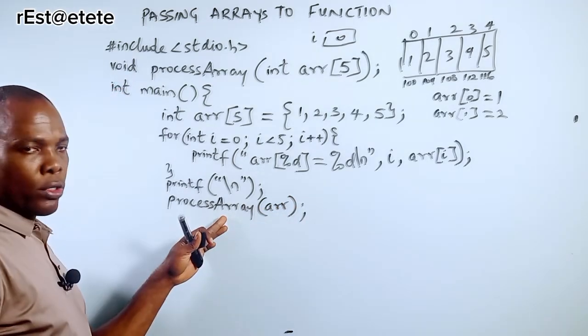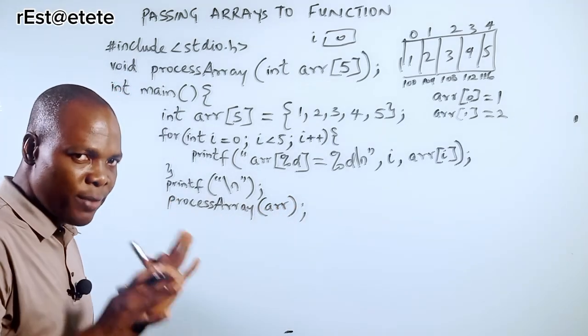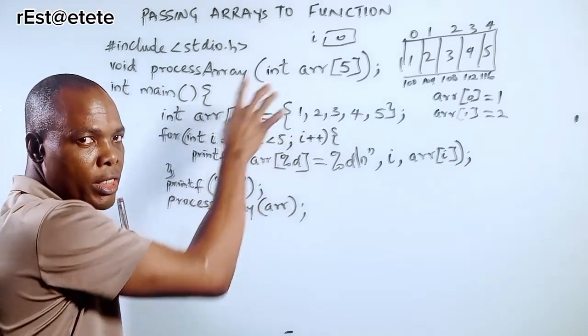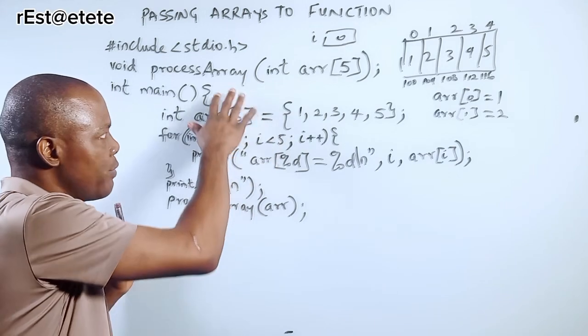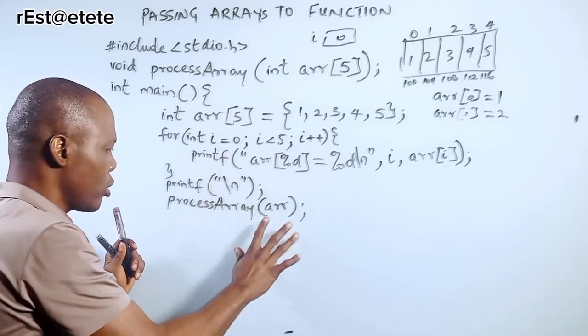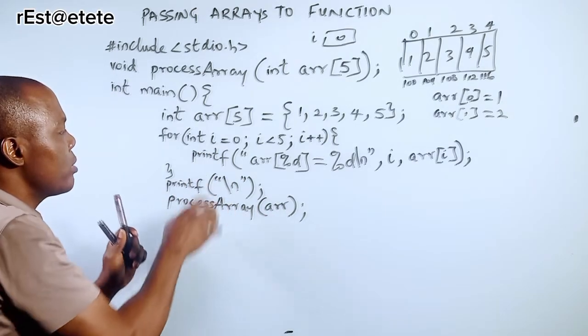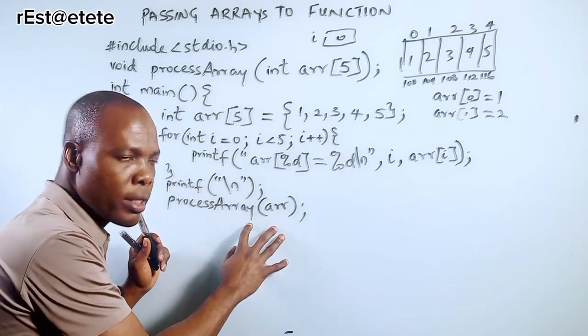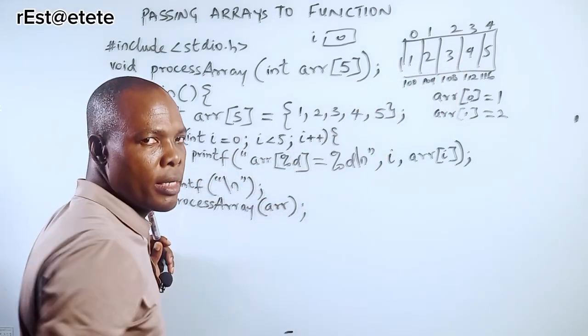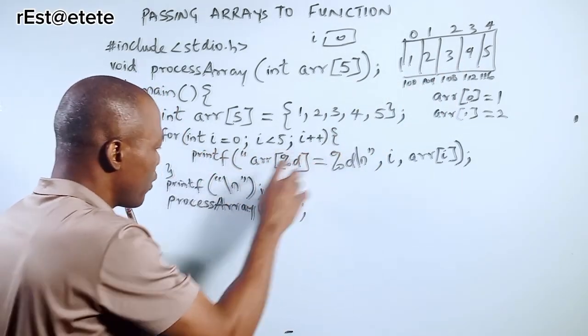So I'm calling my function. Now I've not defined the function yet. I only declared the function here. So the compiler knows that there's a function I'm going to call. So calling the function here, the compiler will not throw me an error. The next thing I'll do, after calling the function, is print out what will now be inside this memory location. So I'm bringing this for loop here again.